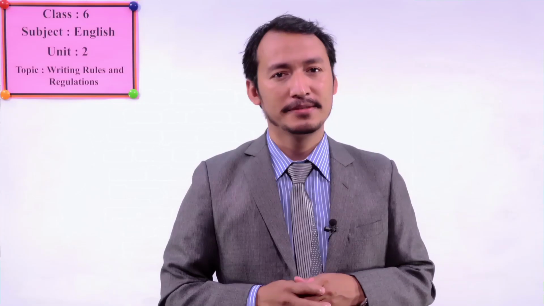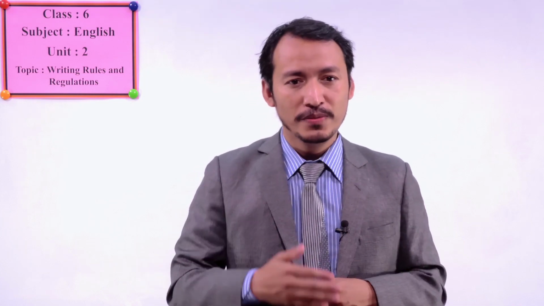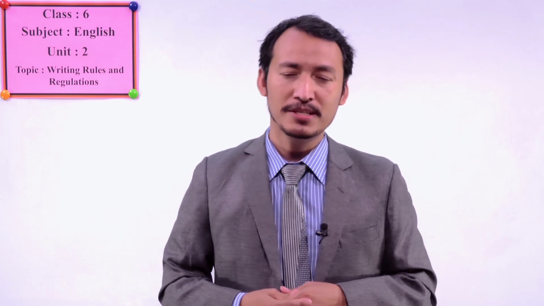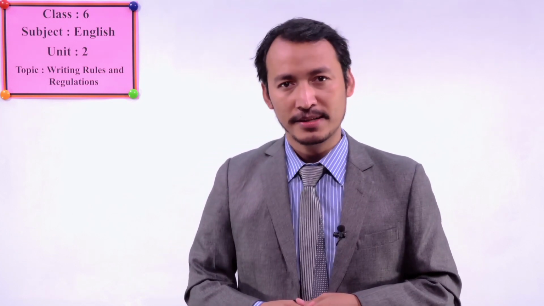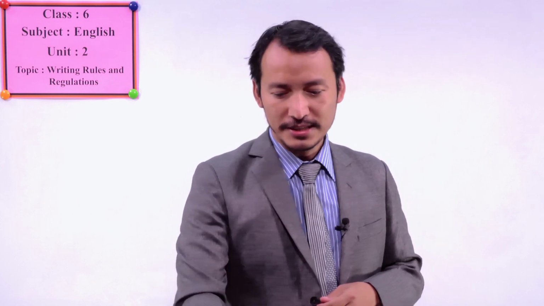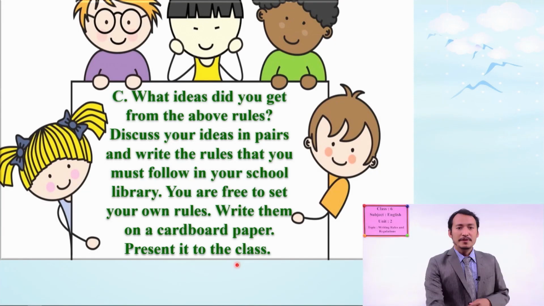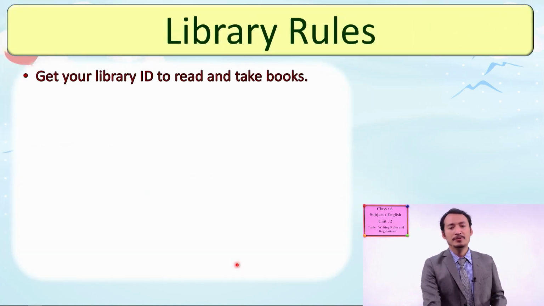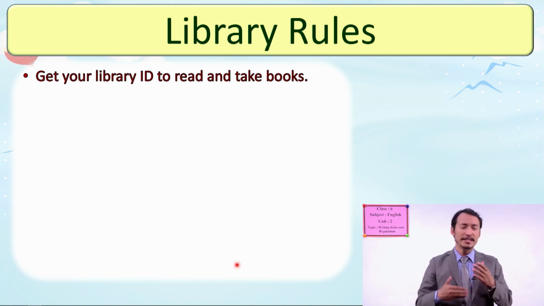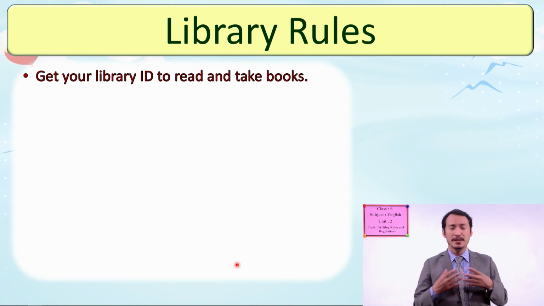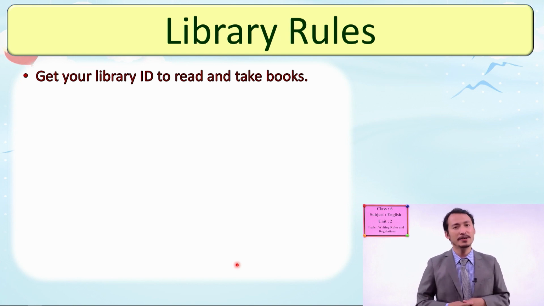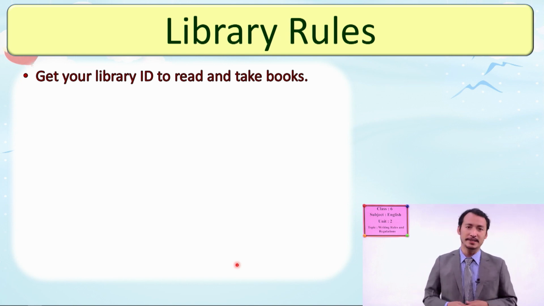Today we are going to write classroom rules. So this is from the previous exercise that we have already done once. I'm going to show you once what we had written for the rules. Okay, students, now let's see. Library rules. Get your library ID to read and take books. You have to get the ID cards. Okay, students, you cannot go inside and ask, because you need records. The library needs records of you and your books taken.